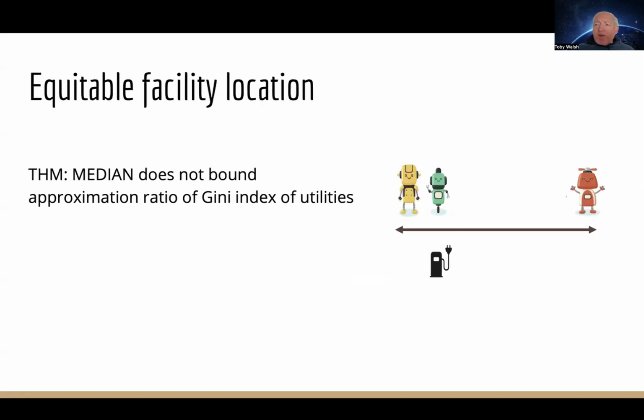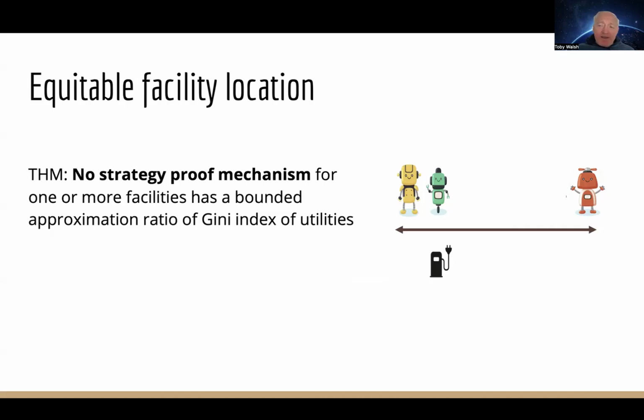Thinking about strategy-proof mechanisms for facility location on the line, the simplest strategy-proof mechanism you can think of is the median mechanism. Locate the facility at the median agent. Unfortunately, it's quite easy to show that we don't get a bounded approximation ratio of the Gini index of utilities. Now, you might be disappointed that the median mechanism doesn't give you a bound, but this is in some sense inevitable. It's quite easy to prove that no strategy-proof mechanism for one or more facilities has a bounded approximation ratio of the Gini index of utilities.